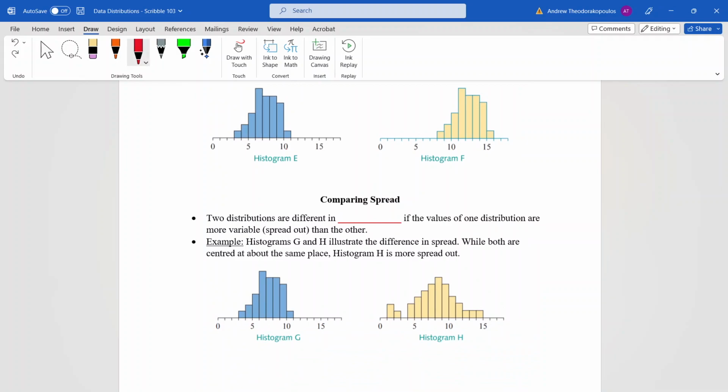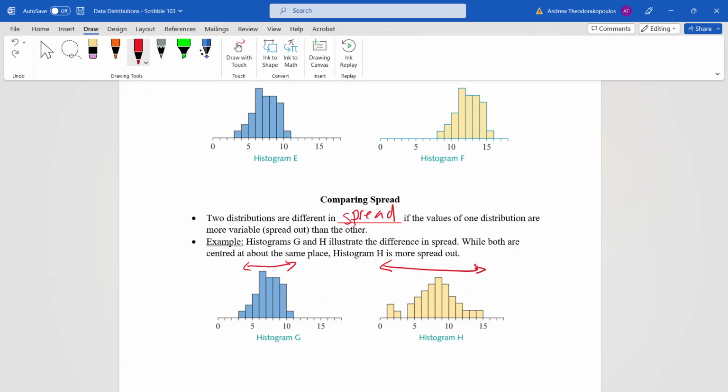Alright, so last thing is comparing the spread. Two distributions are different in spread if the values of one distribution are more variable. What we mean by variable is more spread out than the other. So this one is like this, whereas this one is a bit more spread out, a bit more variable. The numbers can take smaller values here and larger values, whereas in this one here for histogram G, it's sort of more condensed to those two biggest and smallest numbers.